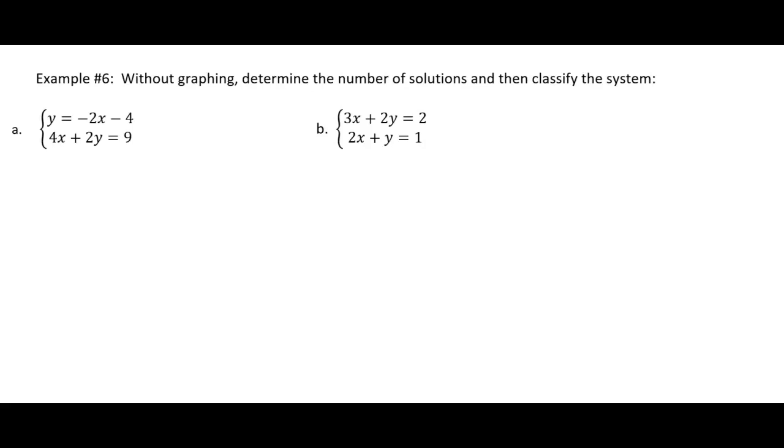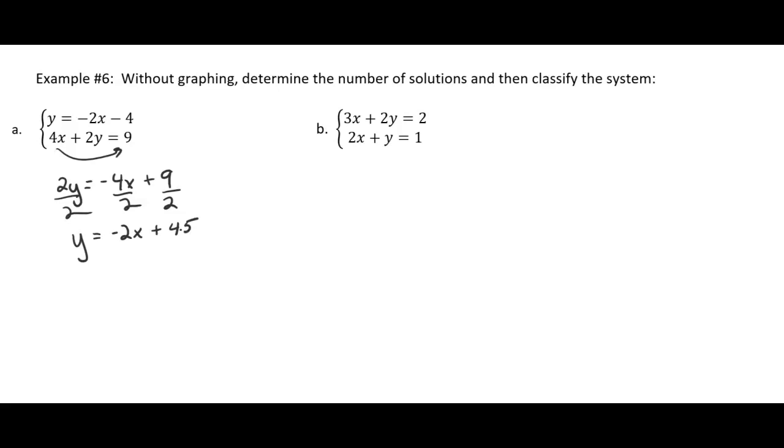So it says, without graphing, determine the number of solutions and then classify the system. So the first equation, well, that's already in slope-intercept form, so nice. The second one, we're going to have to rewrite it. So take the 4x to the other side. 2y equals negative 4x plus 9. Divide everything by 2. And you get y equals negative 2x plus, you can put 4.5 or you could just leave it 9/2.